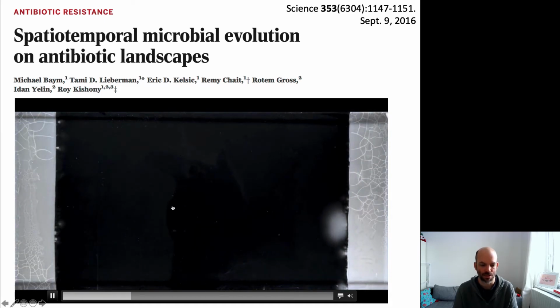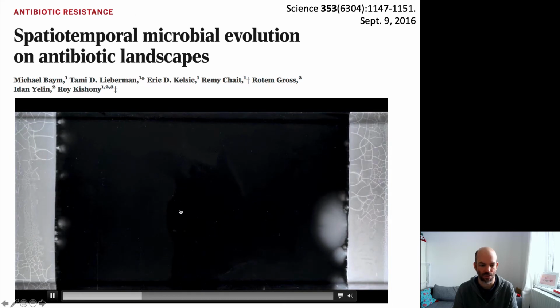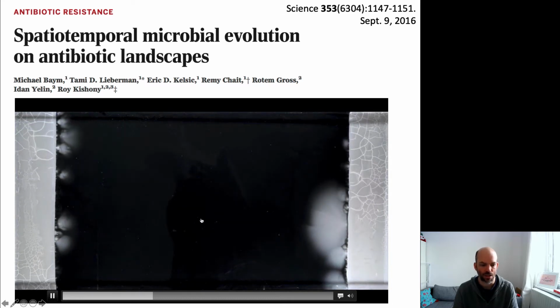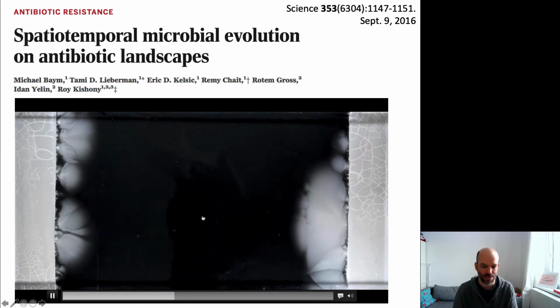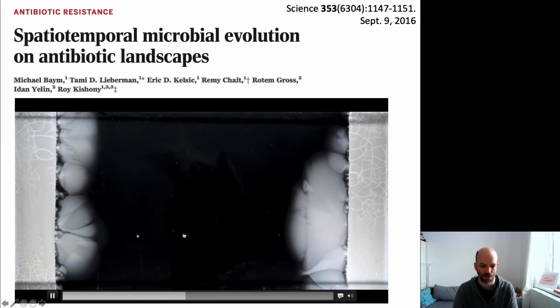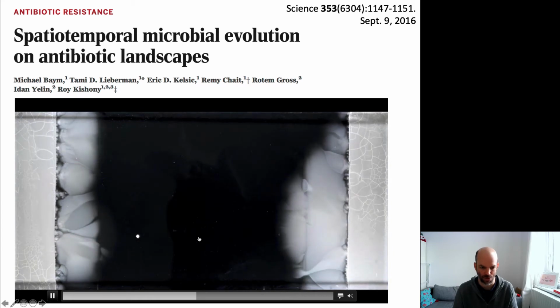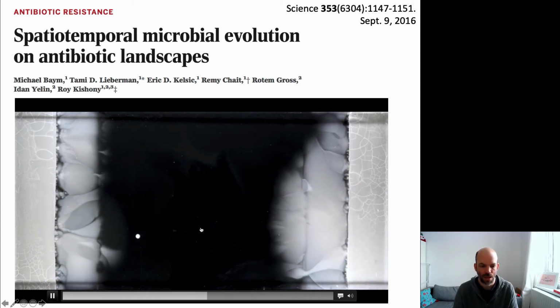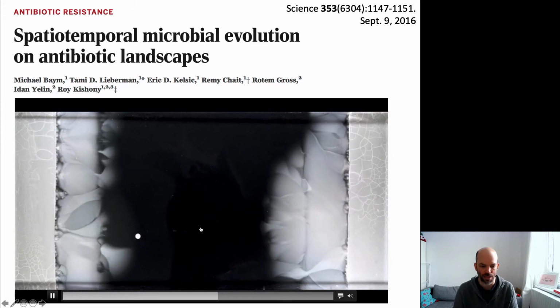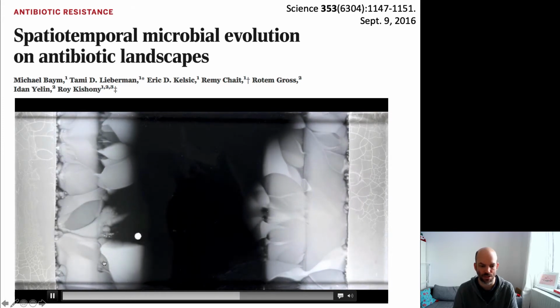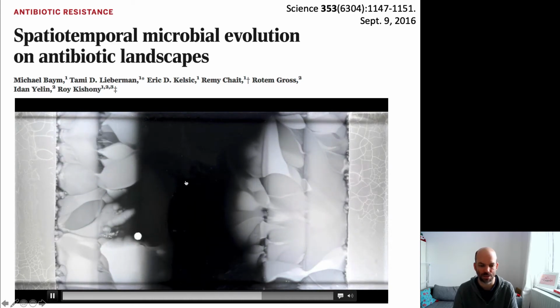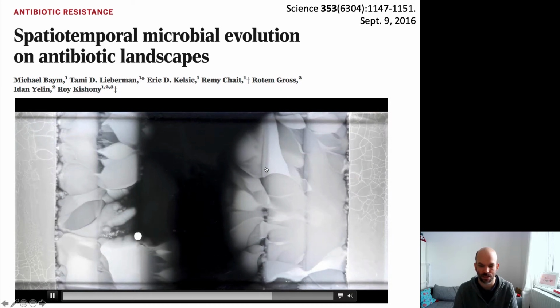When I first talked about this in class last week, I said that it took place over hours or days. I looked at the paper and it turns out that this particular experiment took place over 10 days. So several days of E. coli evolution is what you're looking at here. And when I showed this, I talked about how each one of these lineages that we are seeing expanding into the higher concentrations of antibiotic represent independent, parallel evolutions of resistance to the antibiotic.